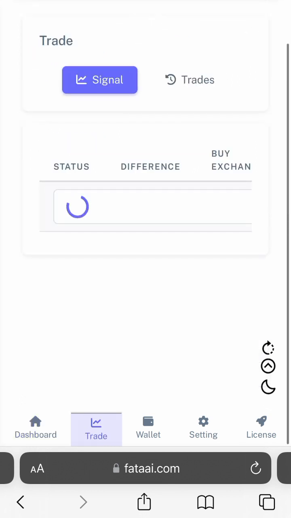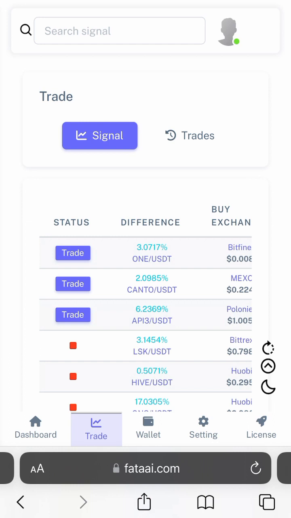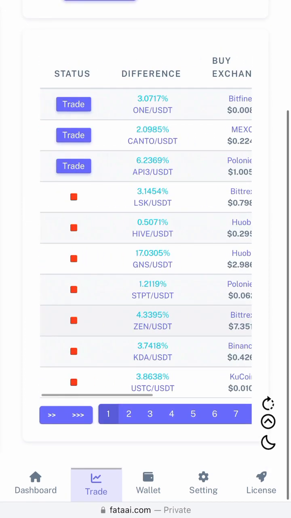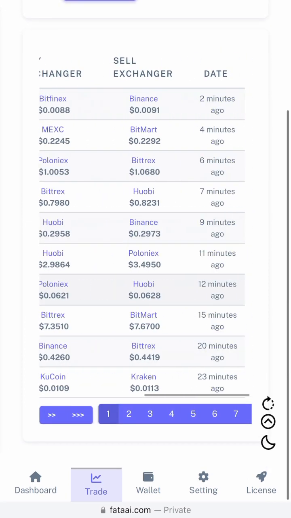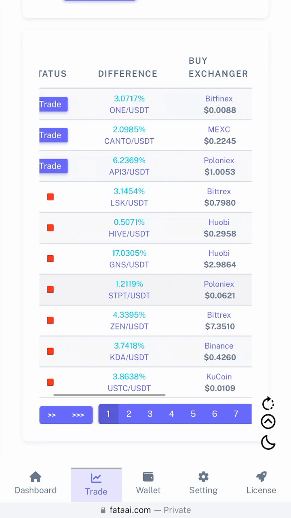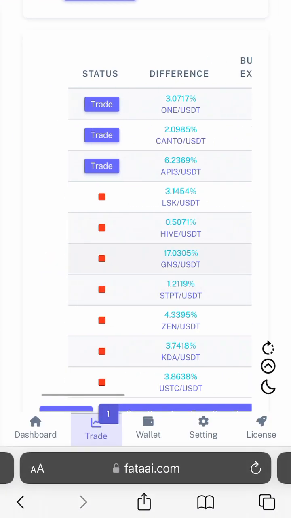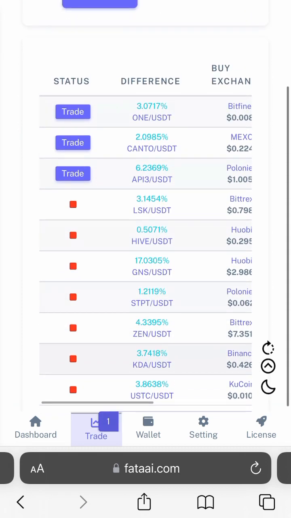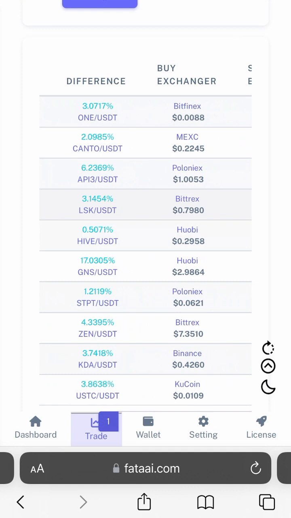Now, if we go to trades, you are going to see many trades that have been selected. The ones with a red box mean that these ones have stopped. The reason it stopped is because the prices have changed, so it puts a stop to it. When you look down here, you are going to see all these ones. The reason I can see this trade here is because I am in the highest package on this platform.